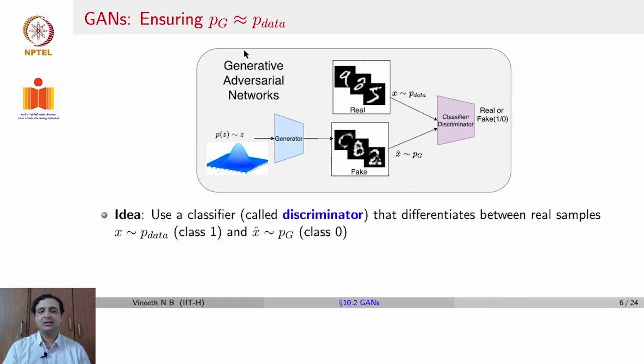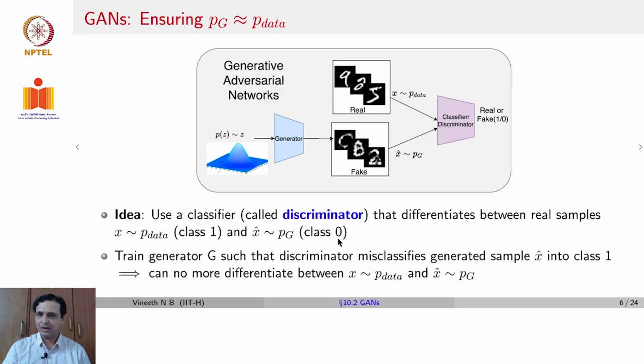To do this, the originators of this particular method, Goodfellow et al., had an interesting idea. They introduced a classifier called a discriminator, which we'll denote as D in this lecture, to differentiate between real samples and generated samples. So if data came from P data, it would be given class 1, and if data came from the generated distribution, that is, exactly coming from PG, then it would be given class 0 for that image.